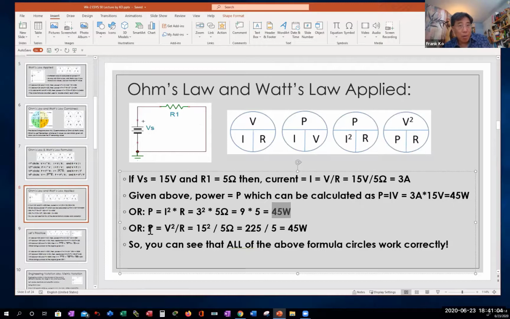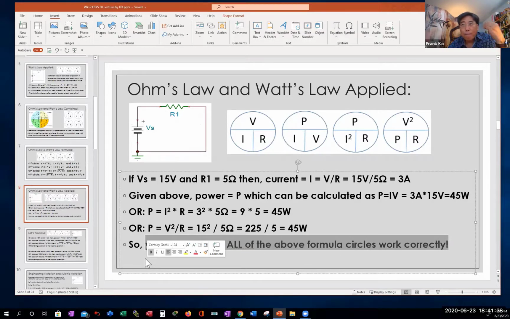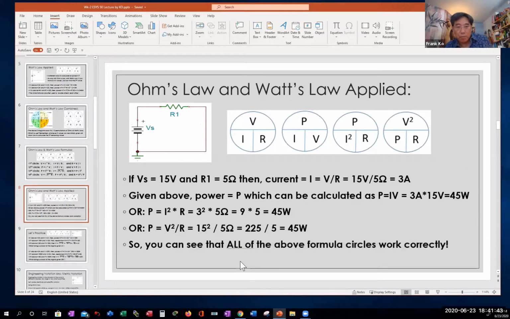The last circle for power uses V squared divided by R. I gave you the V at 15 volts. 15 squared divided by 5 ohms works out to be 225 divided by 5. Guess what? 45 watts. So this goes to show, as long as my circuit parameters are consistent, I can use any one of Watt's circle formulas and calculate the same amount of power. Basically, we could use power circle 3 and power circle 4 to double check the very first power circle.